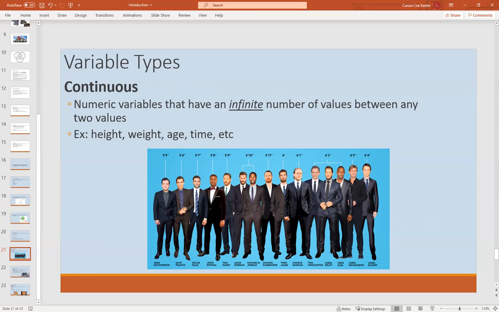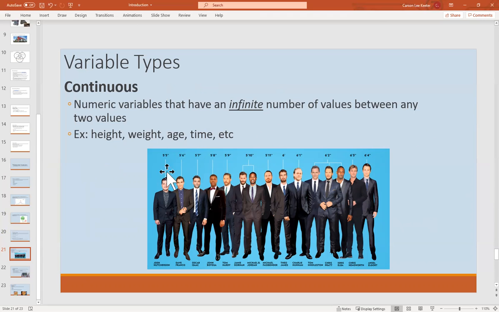Okay, so it's numeric variables that have an infinite number of values between any 2 values. Okay, so what the heck do I mean by that? Well, how many numbers are in between 1 and 2? Whoa, a ton, right? All of them. 1.1, 1.11, 1.1111, etc., right? The infinity in there is very large. Okay, and that's what I mean by that.